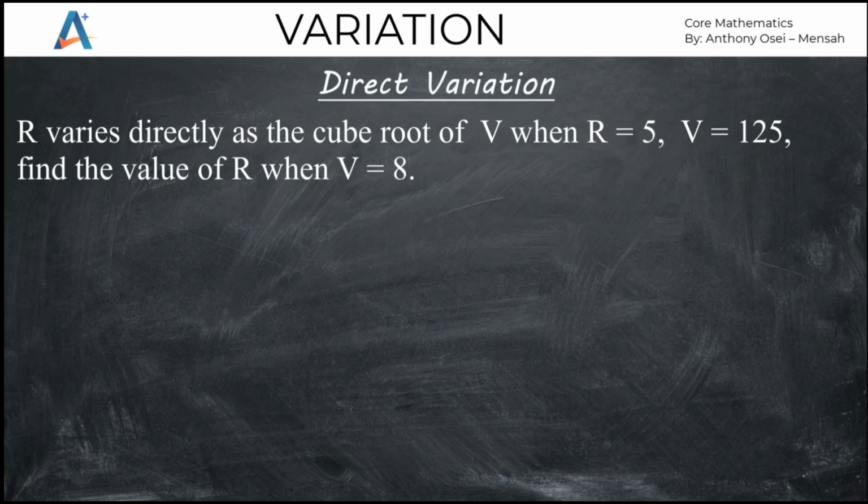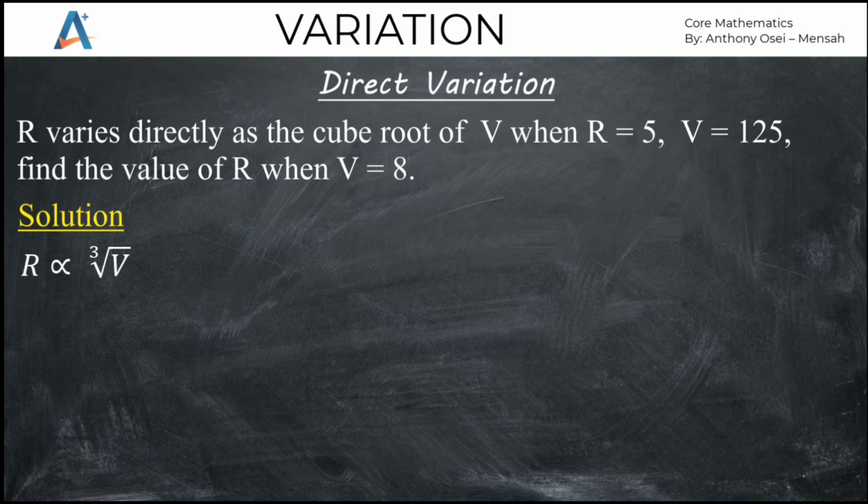So if you read this question well, it says r varies directly as the cube root of v. So the phrase varies directly alone gives us a clue that this variation is a direct variation. So writing it, it becomes a variable r with the variation proportional sign, varies directly as the cube root. So we will bring the cube root, and then the v will be under the cube root.